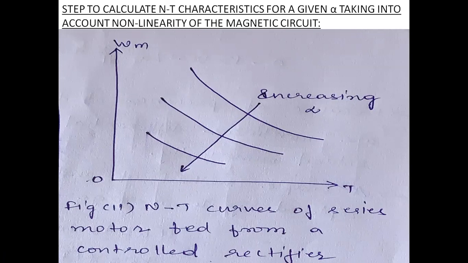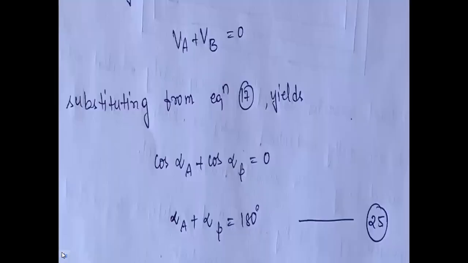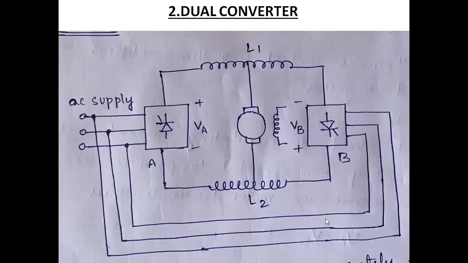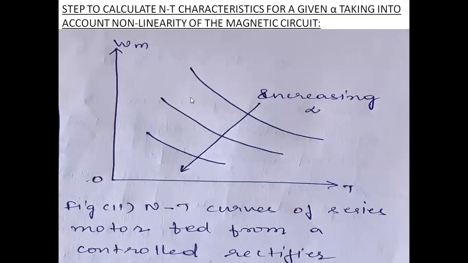The nature of the characteristics is shown here. I am showing the nature of the characteristics for this dual converter circuit; it will be like this. So these are the steps to calculate speed torque characteristics for a given alpha, taking into account non-linearity of the magnetic circuits. Now we will go through the problems.